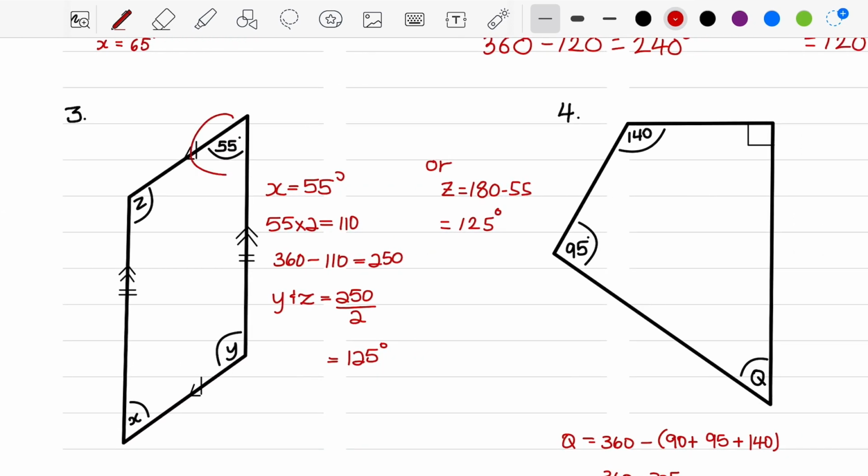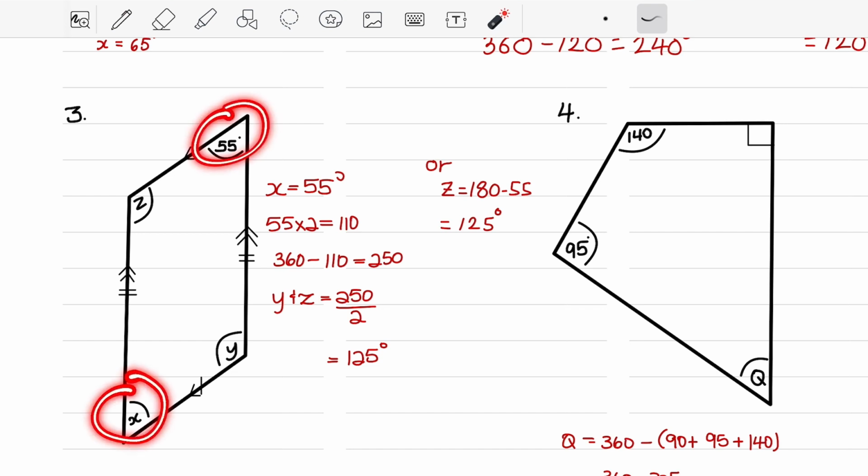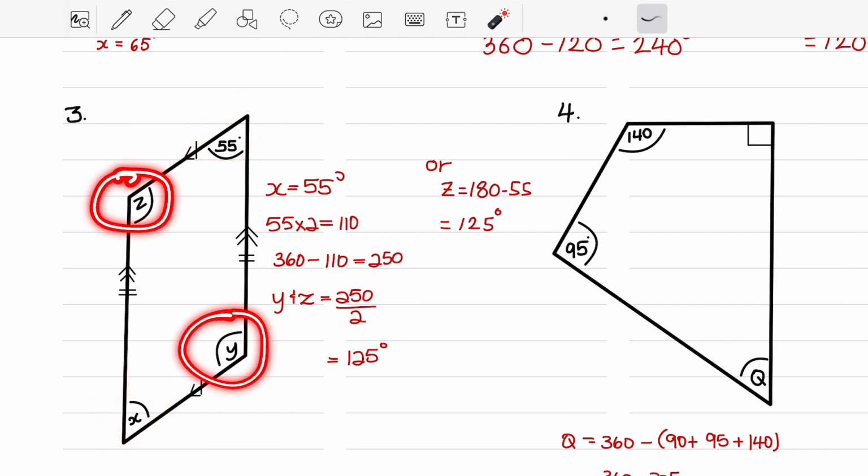Or we can say if we add these two together, 55 and 55, and we take it away from the total, we will remove 250. And we know that these two are equal, so we just divide 250 by 2.